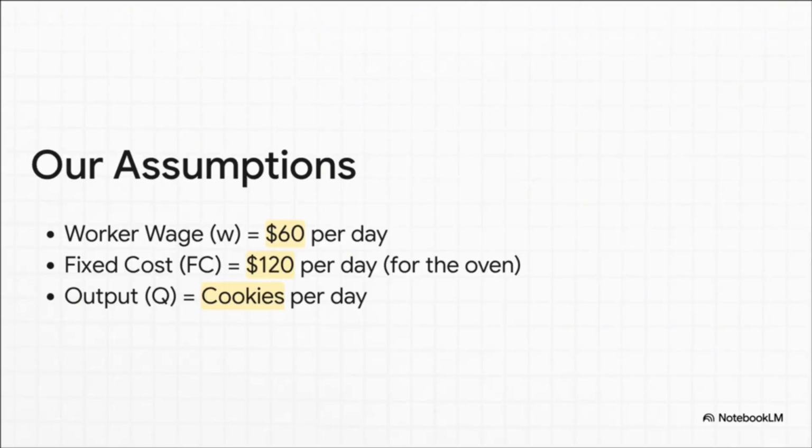We're going to pay every worker we hire a wage of $60 a day. Our rent for the oven is a fixed cost, that's $120 a day, period, and our output, which is Q, is just the number of cookies we churn out.